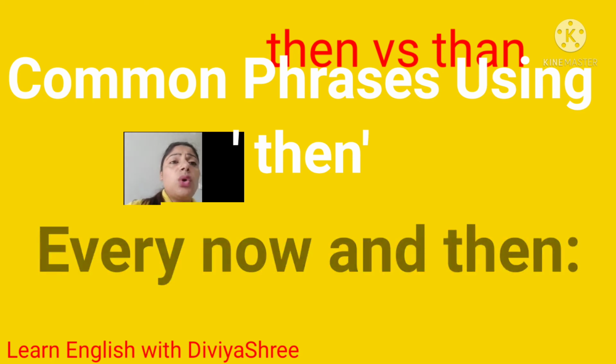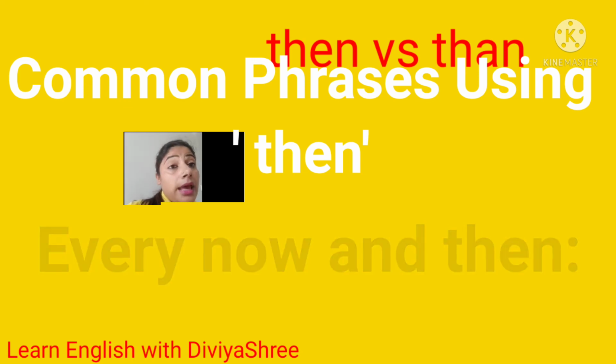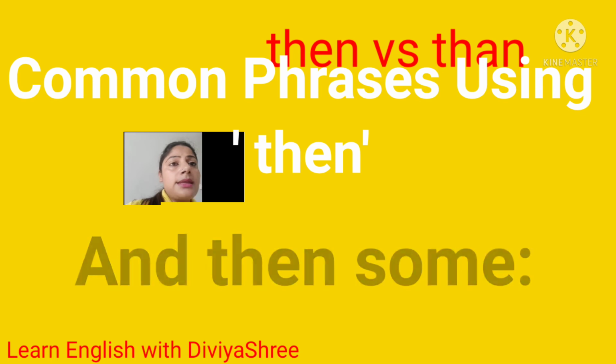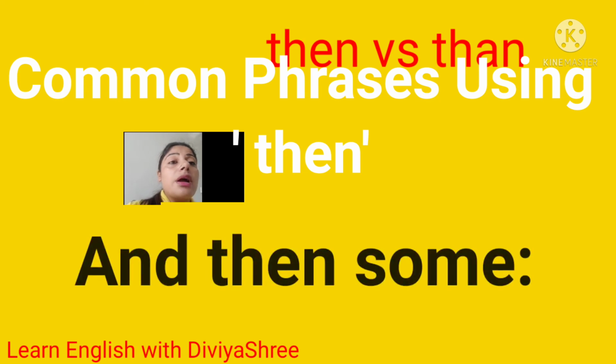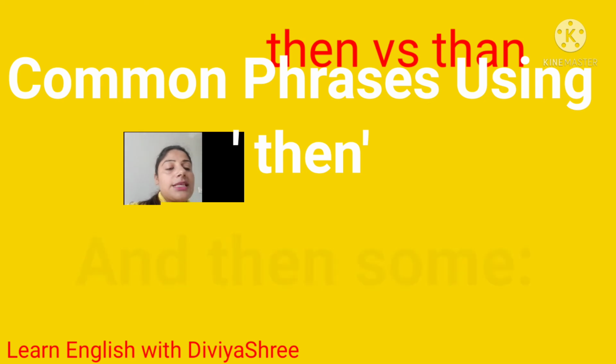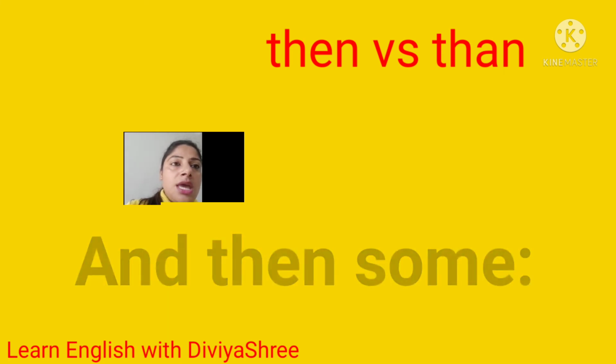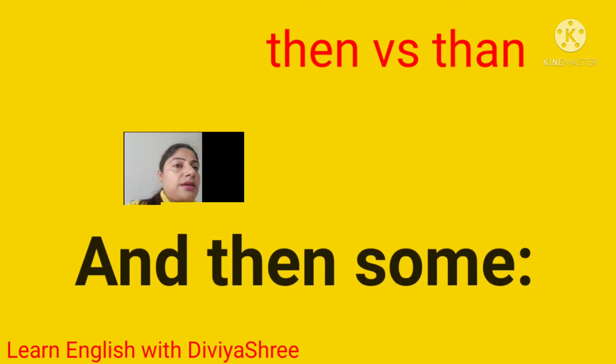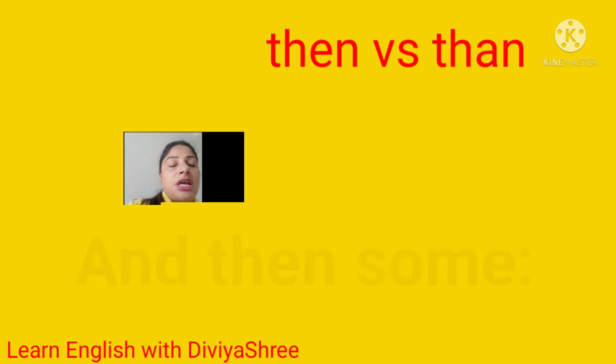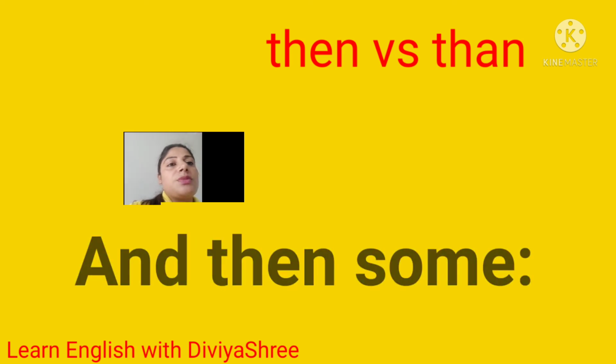Okay, now in the same way you can say and then some. So what does it mean? It means even more occurred than was expected. It's like you pour something in a glass and then later you again put something in it. It means that you did more than expected. So you can use and then some.